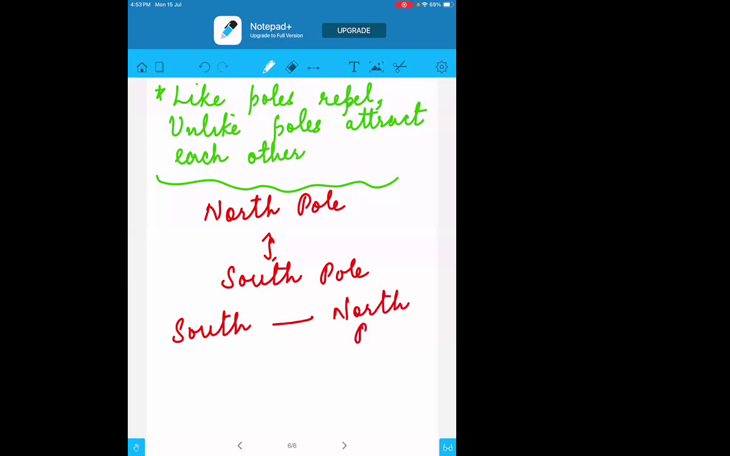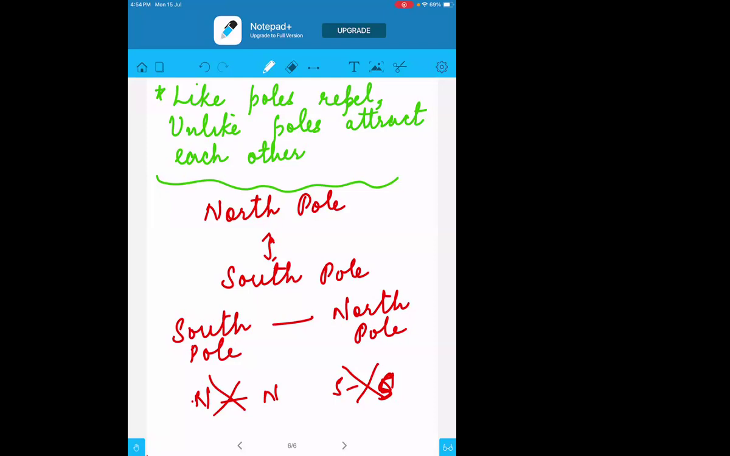But if it is north to north or south to south, there will be no attraction. In these two cases, when north and north or south and south are there, oh wait, here I have written wrong. Here, south and south, and north and north, there will not be any kind of attraction, and they will show repulsion. So if you have a bar magnet or any other magnet, the north pole will be attracting the south pole of a magnet.